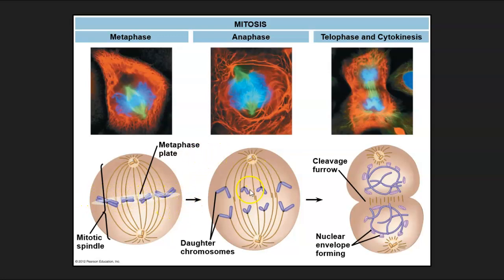And as you go into anaphase, the centromeres split and the daughter chromatids or sister chromatids are pulled apart. The cell elongates. And then in telophase and cytokinesis, you have the cleavage furrow forming, the new nuclei forming, the DNA loosening back up into its chromatin form and ready to go to form two brand new daughter cells.